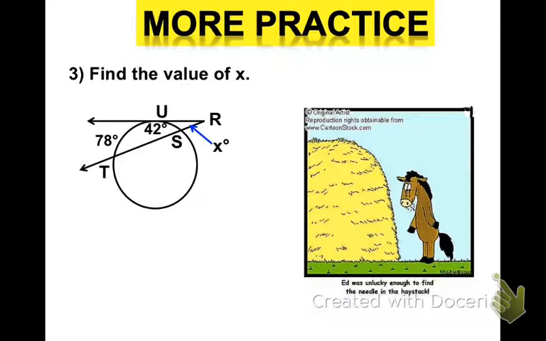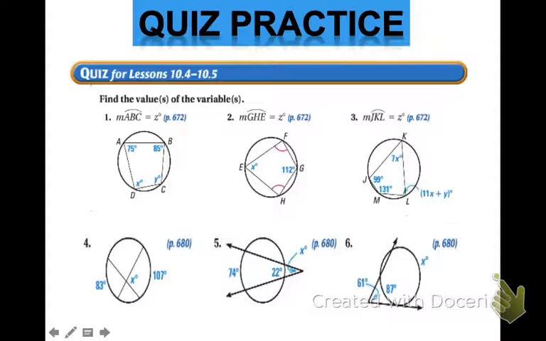Okay, so on the previous slide for number 2, we added our two arcs and then multiplied by 1/2. So in this example, you're actually subtracting 78 minus 42 and multiplying by 1/2, and hopefully you got this answer. All right, pause the recording again, try these, and then we'll make sure we go over this before you take your quiz.